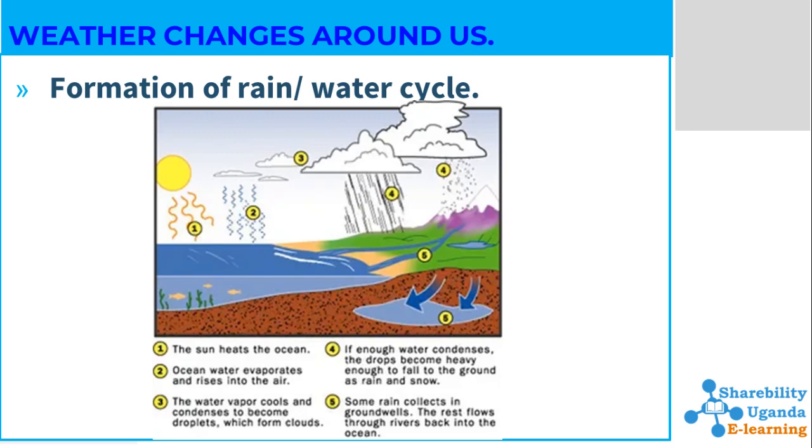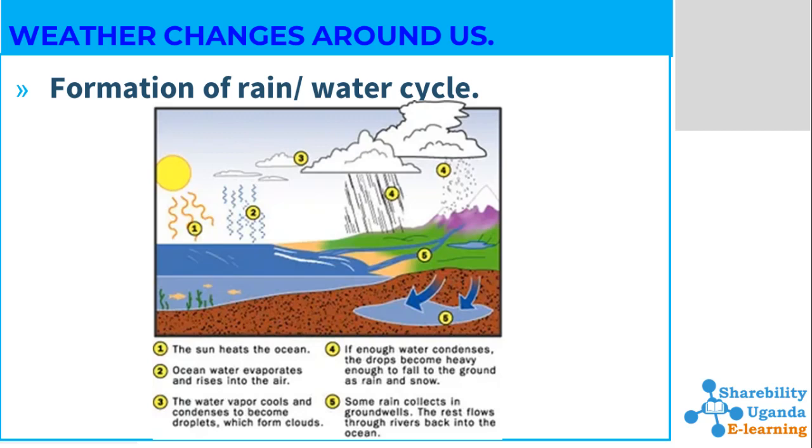The water cycle, or the formation of rain. How is rain formed? When the sun hits the ocean or any water body, that water evaporates. The water in the ocean or the water body evaporates in form of water vapor. It evaporates and rises into the air.